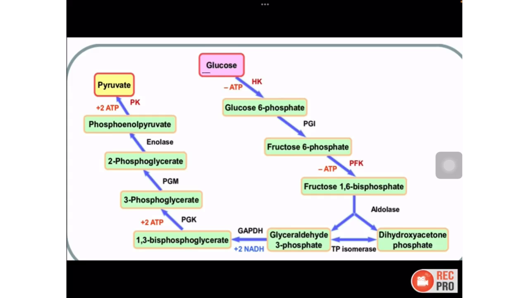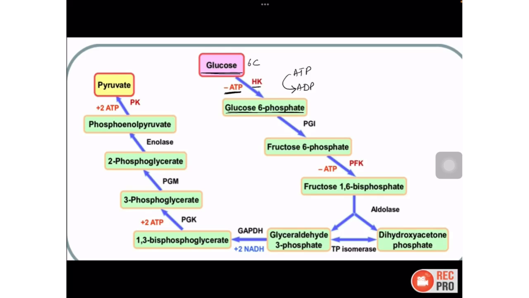First, we have taken a glucose molecule. This gets converted to glucose 6-phosphate. Glucose is a 6 carbon compound. Glucose 6-phosphate means one phosphate has been added. How is it done? Here there will be conversion of ATP into ADP, right? One ATP molecule has been used and the enzyme is hexokinase.